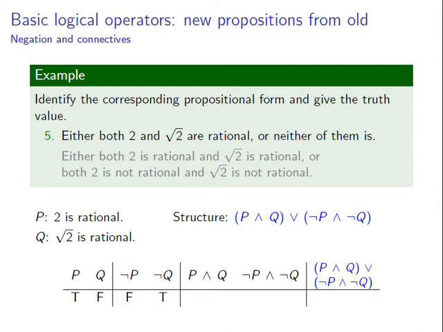Since P is true and Q is false, not P is false and not Q is true. The conjunction P and Q is false, and the conjunction not P and not Q is also false. Therefore, the disjunction either both P and Q or both not P and not Q is false. Thus, the given statement is false.